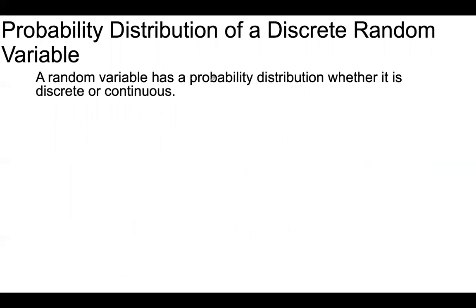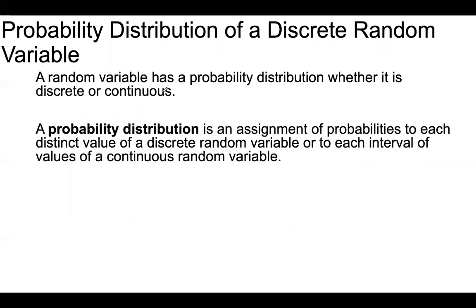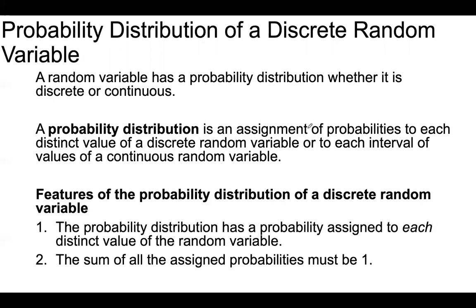So a random variable has a probability distribution, whether it is discrete or continuous. A probability distribution is an assignment of probabilities to each distinct value of a random variable, or to each interval of values of a continuous random variable. So there are features of the probability distribution of a discrete random variable.